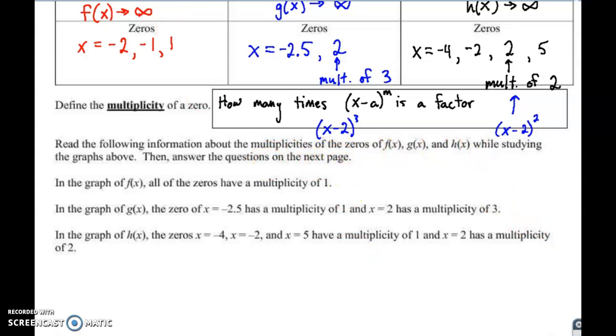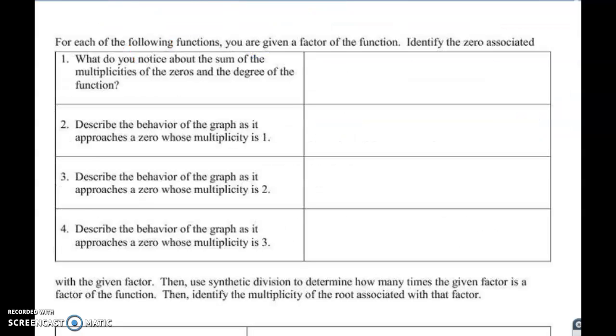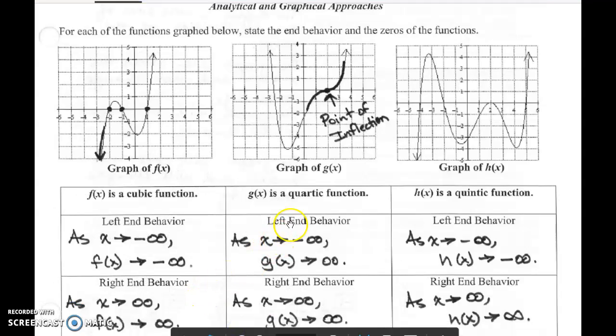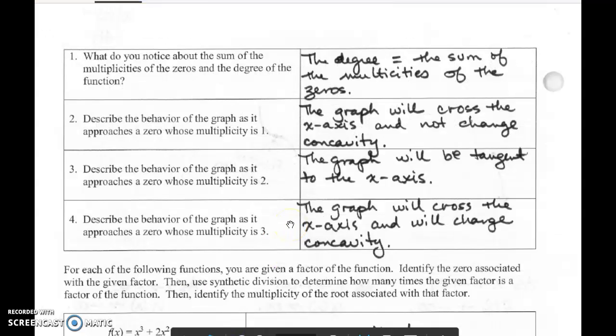Okay, so I think we're ready for the next page. Actually, let me just go to the answer key to talk about this one. Please don't forget that you can pause the video at any point. You can go back, rewatch whatever you need to, or you can try it on your own and then see what happens.